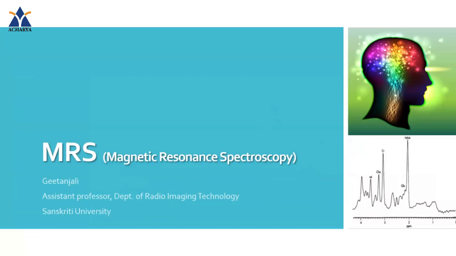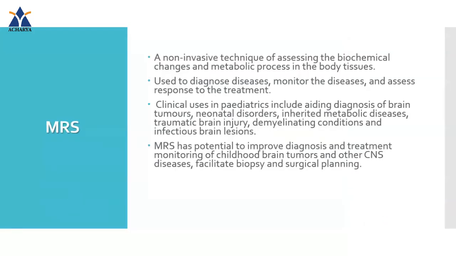So MR spectroscopy allows tissue to be interrogated for the presence and concentration of various metabolites. It is a non-invasive examination which can give us information on the chemical makeup of body tissue. It is used to diagnose disease, monitor the disease, and assess the response to treatment. For example, if a patient has a tumor and is undergoing some kind of therapy, for example, radiotherapy or chemotherapy, MR spectroscopy can help assess the response to the treatment.